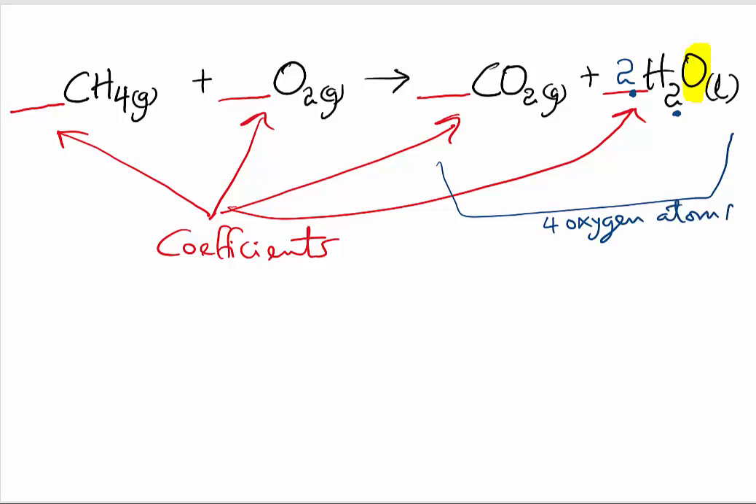We will need to balance that on the reactant side because right now on the reactant side we only have 2 oxygen atoms. And how do we balance that? If we place a 2 as the coefficient of the oxygen, now we have 4 oxygen atoms also on the reactant side. Let us now completely check that we have done this correctly.